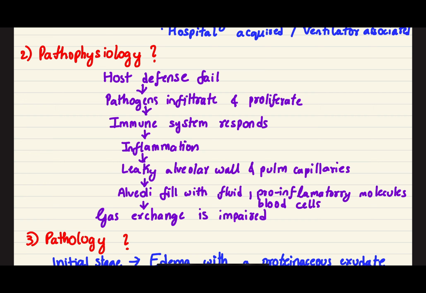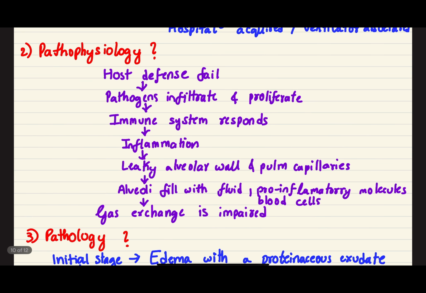What is the result? Impaired gas exchange. Oxygen can't get in, carbon dioxide can't get out efficiently. This leads to shortness of breath, low oxygen levels, and systemic symptoms like fever. Harrison notes that this cascade can lead to sepsis if it gets unchecked, especially in vulnerable folks.